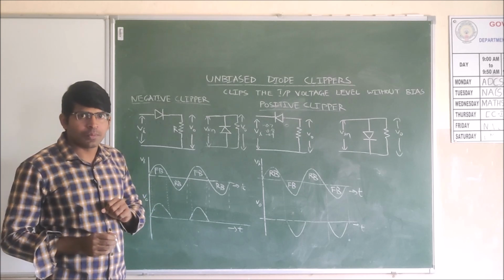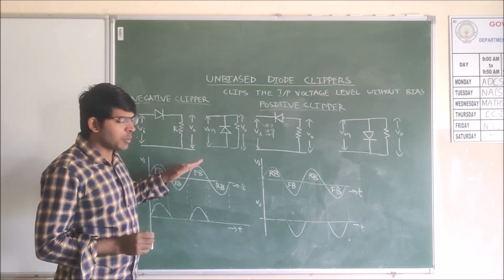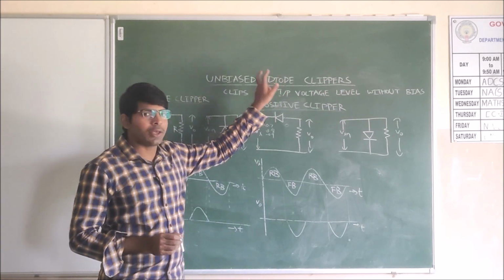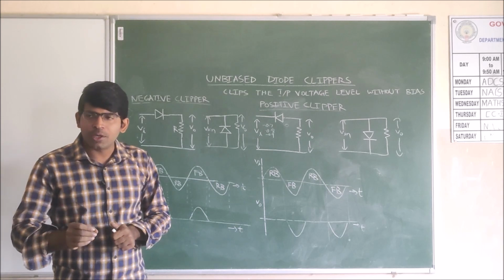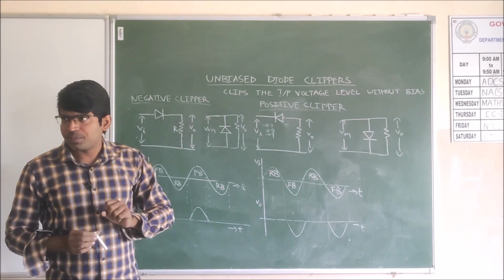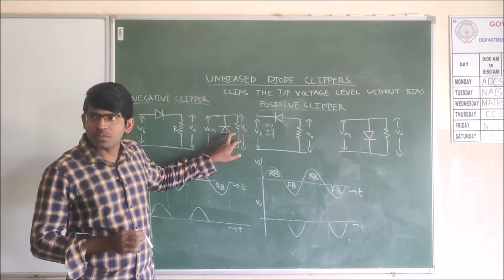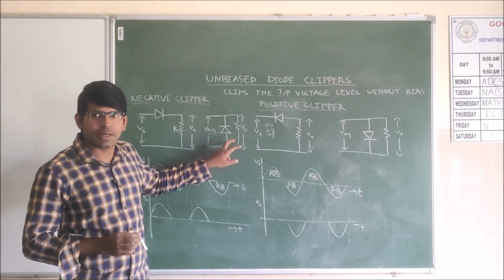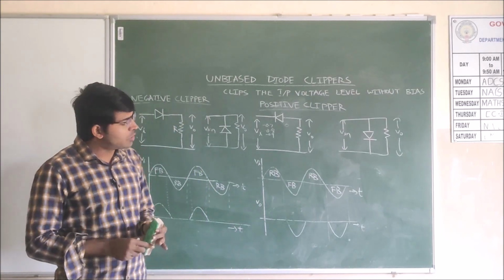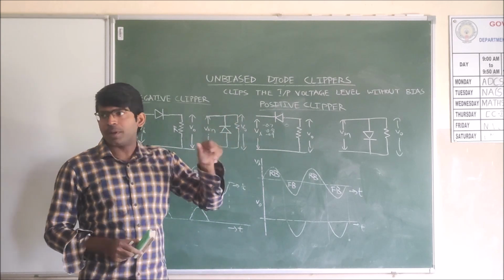I am deciding whether I require half cycle, that is negative half cycle or positive half cycle. So which element am I using for this clipping? I am using the diode. Because I am using the diode, these clippers are called diode clippers. And because we are not connecting any external battery to this diode, here you see, we have not connected any DC battery. So that's why these are unbiased diode clippers.